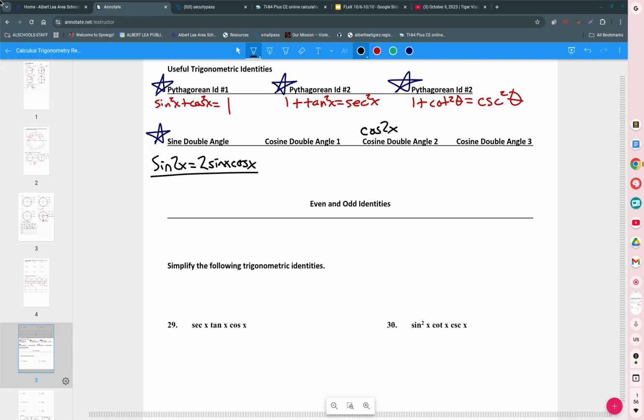So cosine double angle formula 1 would be the cosine squared of x minus the sine squared of x. Cosine of a double angle, another one would be 2 cosine squared of x minus 1. And another one would be 1 minus 2 sine squared of x.